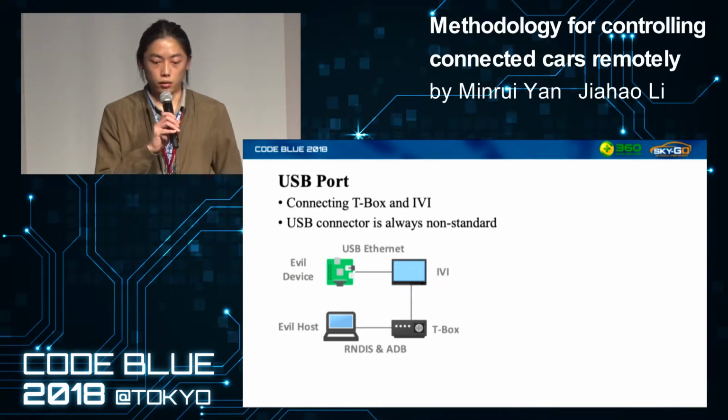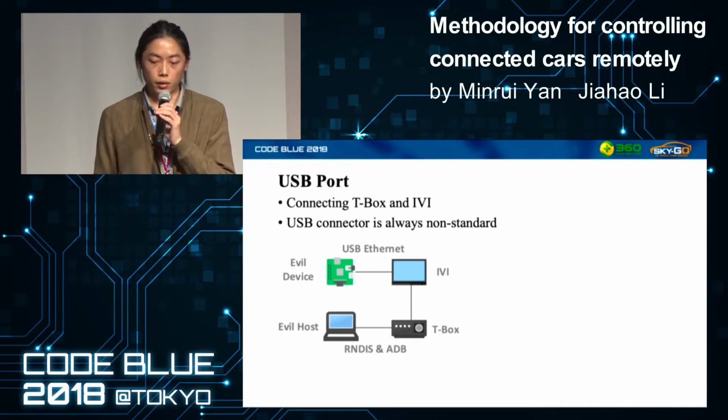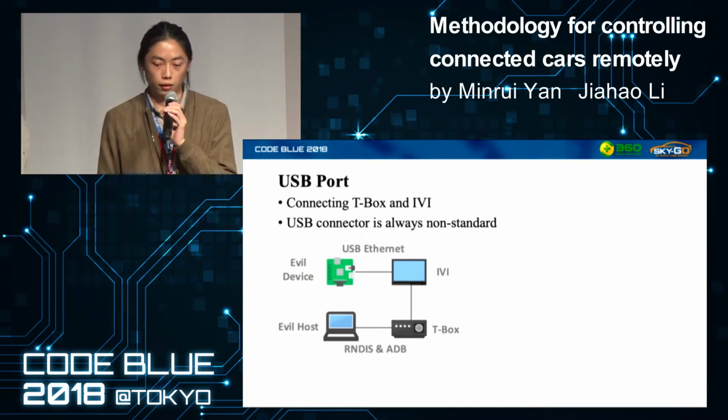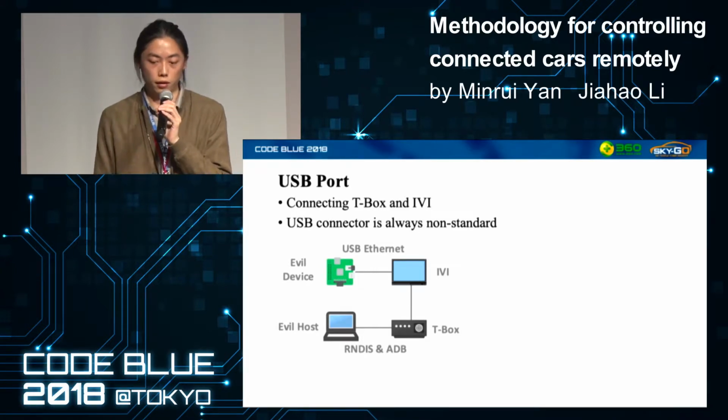This is the USB port you can see in this diagram. Usually, the T-Box connects to the IVI as an RNDIS device, and the IVI connects to the internet via the T-Box. The PID and the VID are possibly private. So here are two ways to attack the structure.